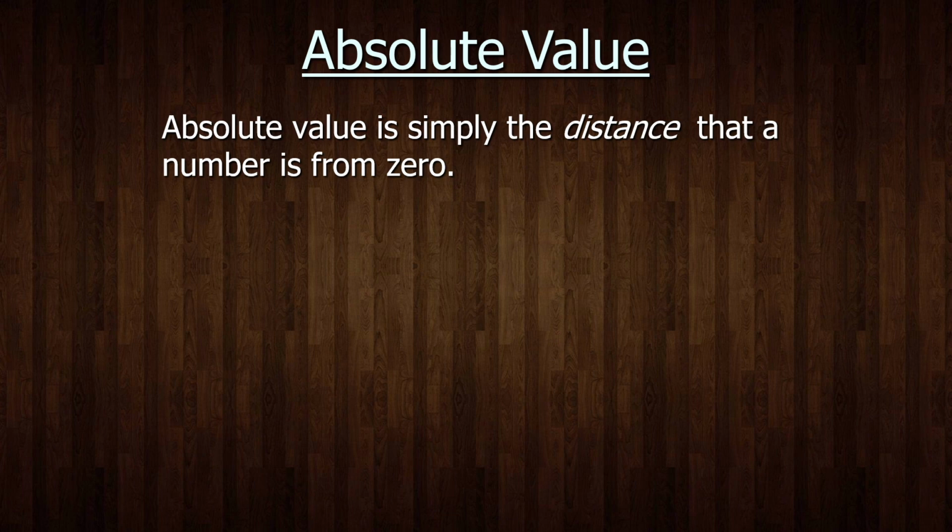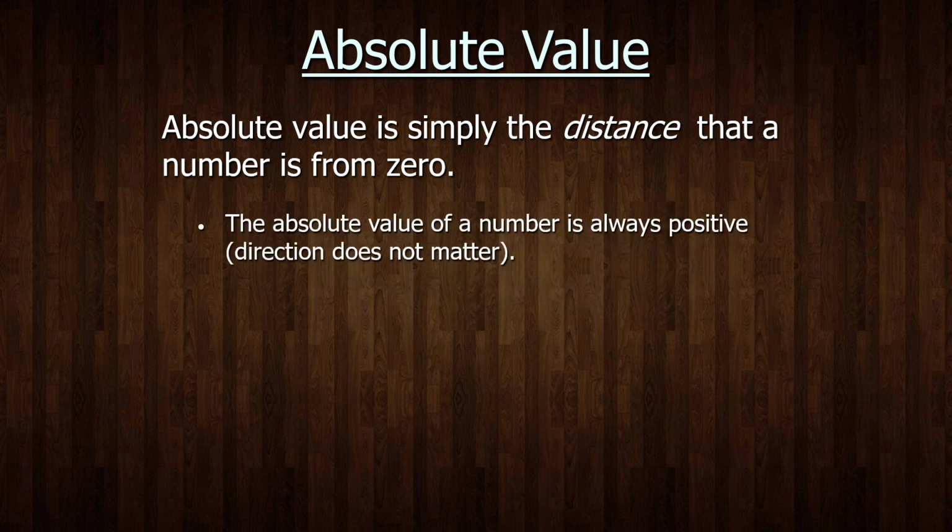Absolute value is simply the distance that a number is from zero. That's it. When we talk about the absolute value of a number, we're talking about how far that number is from zero. Now, the absolute value of a number is always positive. It doesn't matter if we're talking about numbers on the negative side of zero or on the positive side. When we refer to their absolute value, that is their distance from zero, we always use a positive number.